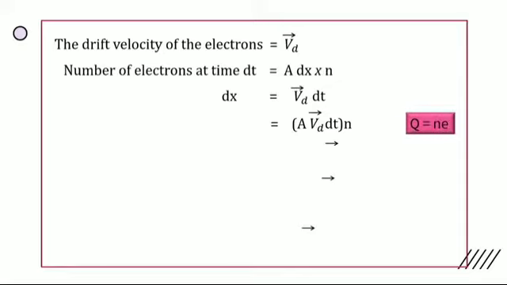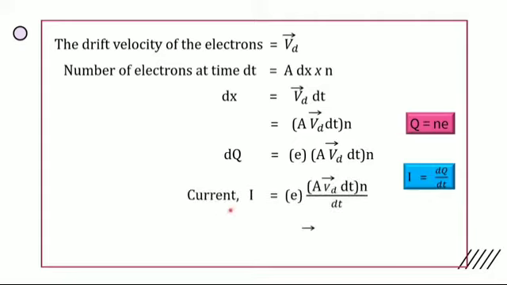So the charge q is equal to ne, giving A vd dt into n. The total charge in the volume element, dq, is equal to ne. We substitute that value here: dq is equal to e into A vd dt into n.